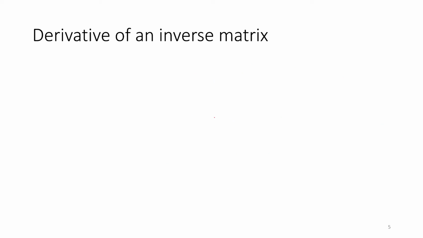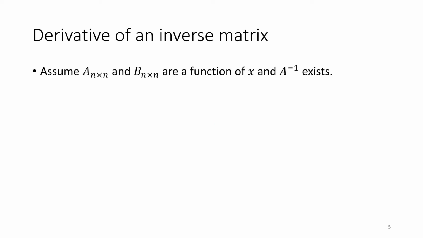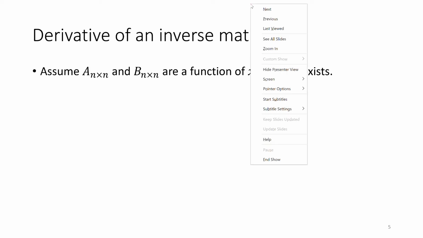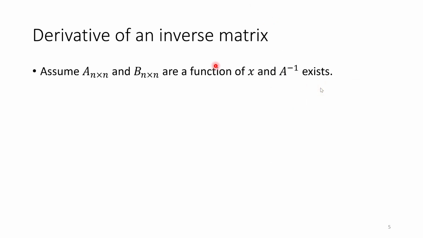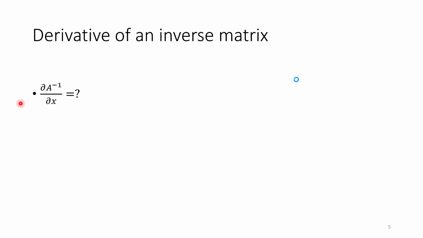So now next we're going to study the derivative of an inverse matrix. Let's assume we have the A matrix and B matrix, and they are all functions of x. That means all the elements in A and also in B are functions of x. X is a variable. We also assume A inverse exists, and we want to find out what is the derivative of A inverse, the partial of A inverse with respect to x.